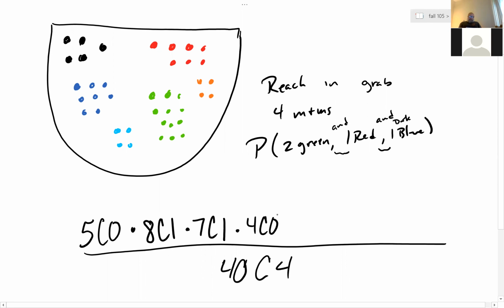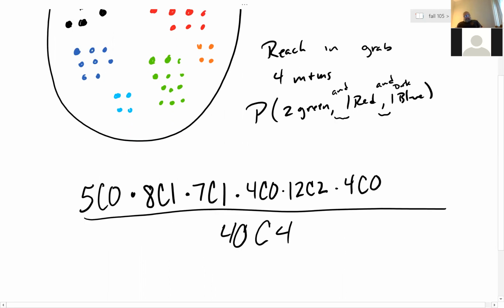I'm not taking any of them. There's 12 green. I'm taking 2 of those, and there's 4 light blues, and I'm choosing none of those. Now, I like to account for all of them.